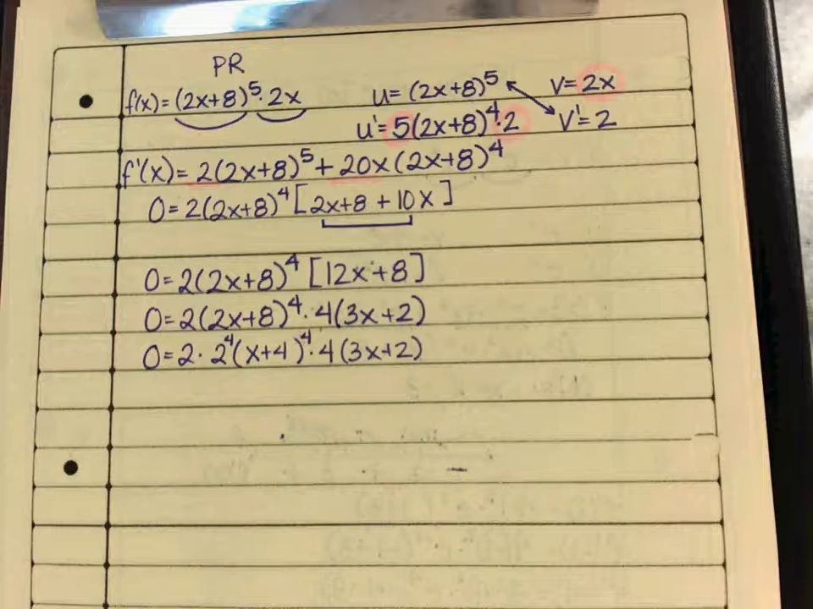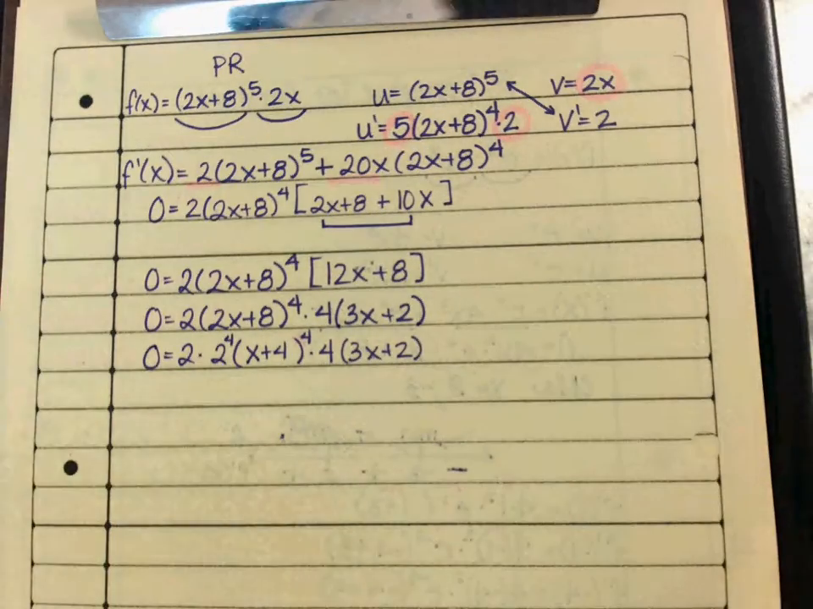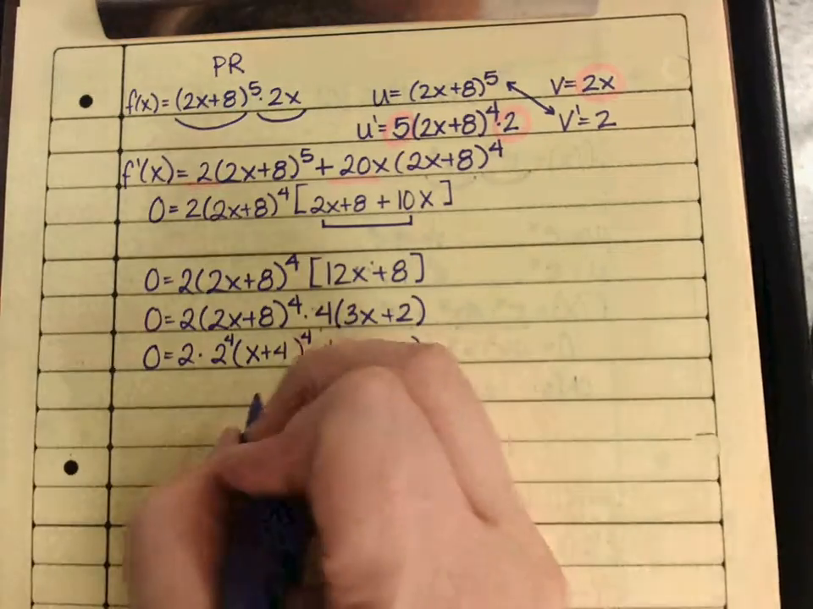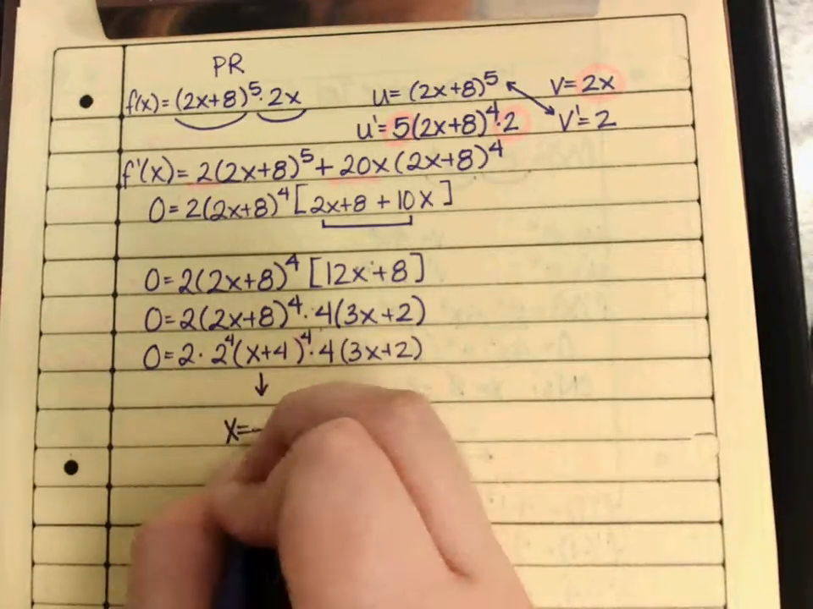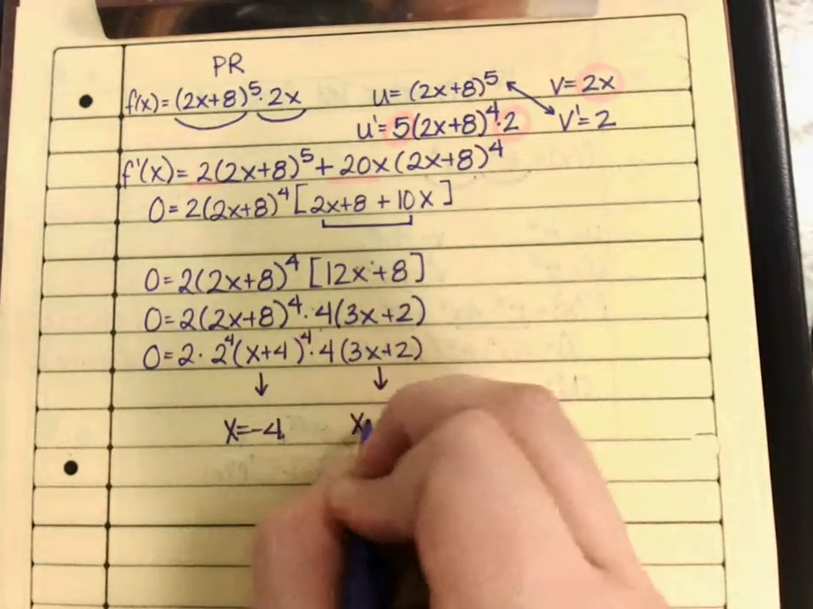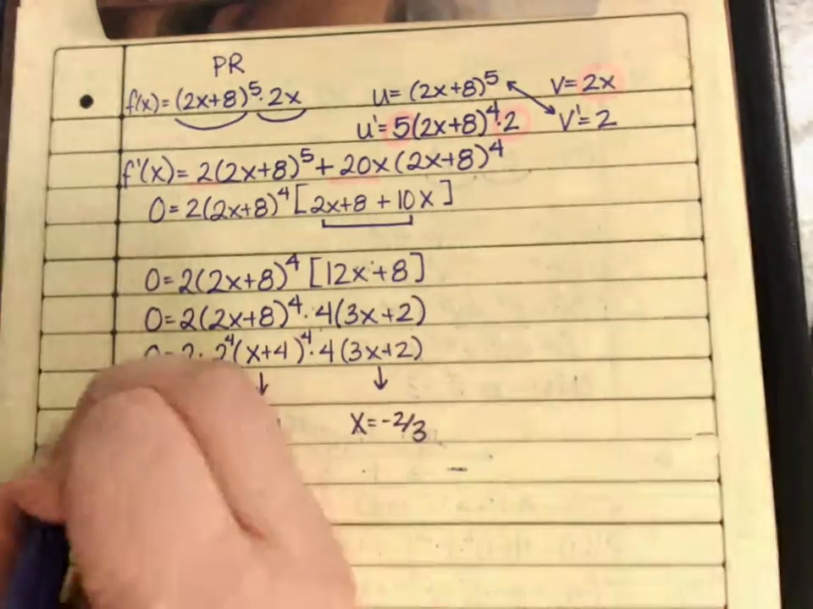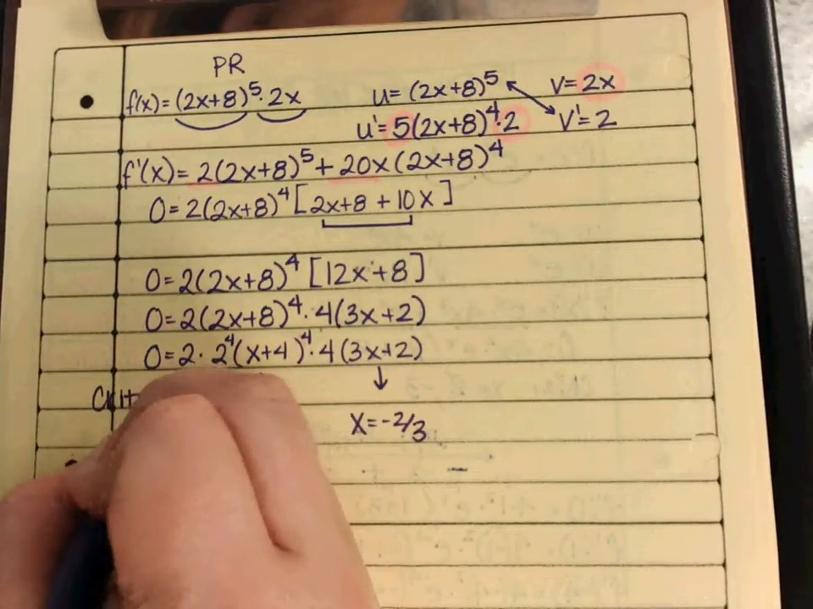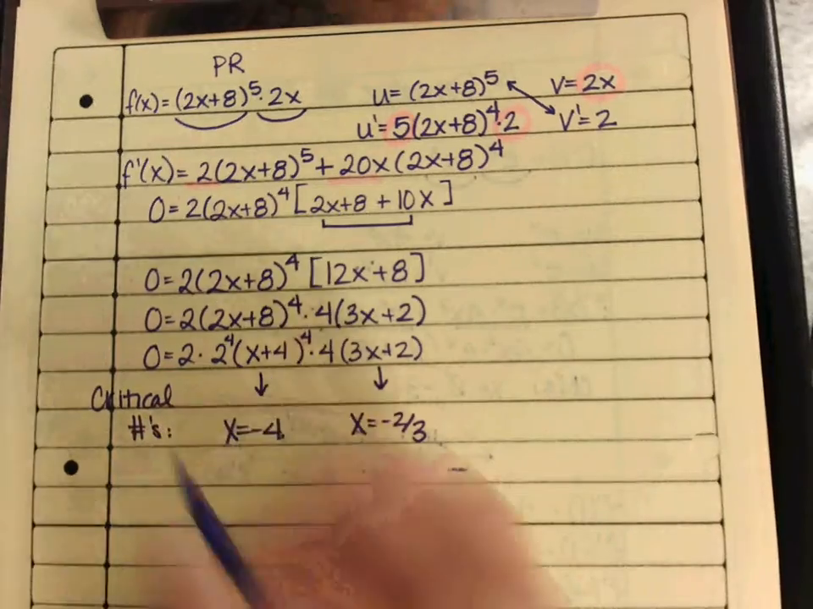Okay, what are my critical numbers? That's an x plus 4. Negative 4. What's the critical number that goes with this? Two-thirds. Negative 2/3, yes. Okay, good on that. So my two critical numbers would be -4 from this one, and x equals -2/3 from this one. Remember, those are our critical numbers. Those are the numbers on the number line.